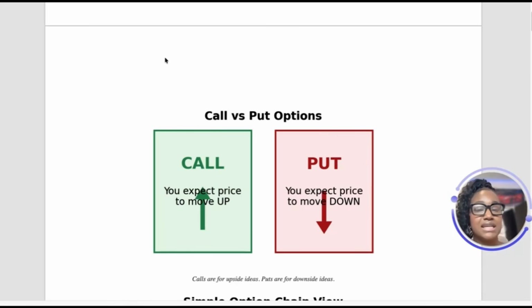So think of it as this: if you are about to make a call to your friend, right, you are going to pick up the phone. So the call reminds you that you're expecting price to continue to go up. When you're done with your conversation with your friend, you put down the phone. So contrary to a call, you're seeing that price is going down and you believe it's going to continue to go down. So you buy a put contract.